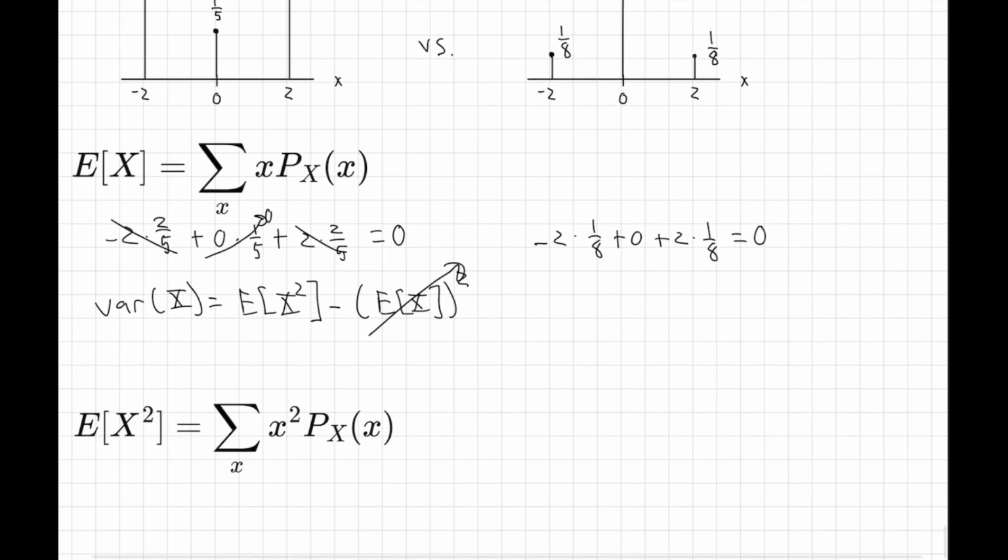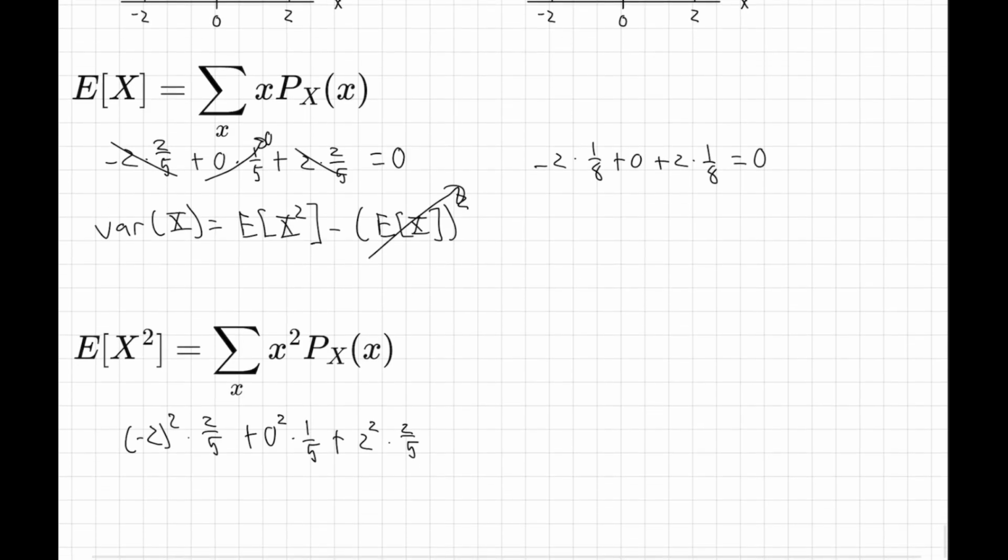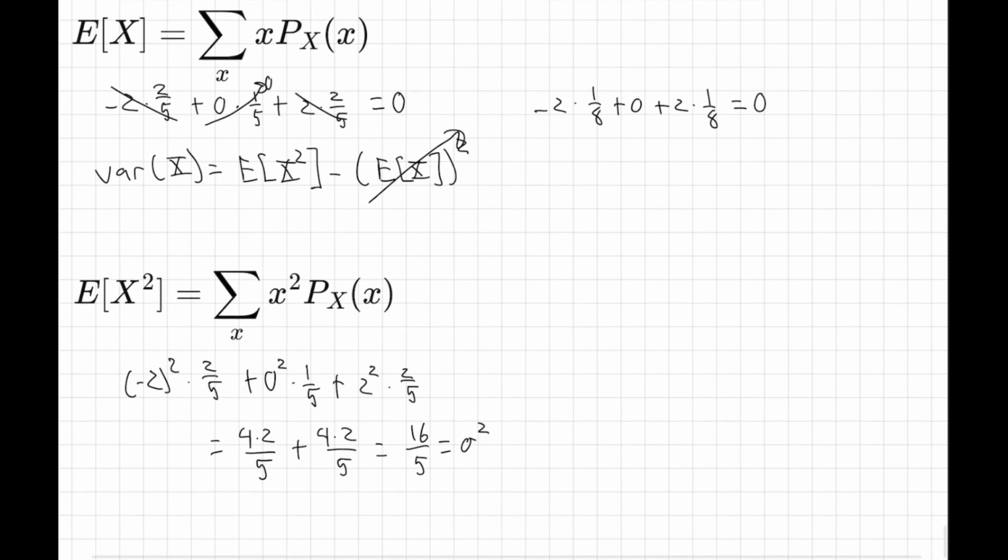At the left, we have -2 squared times 2/5 plus 0 squared times 1/5 plus 2 squared times 2/5, which is equal to 4 times 2 over 5 plus 4 times 2 over 5. And this is equal to 16/5. And sometimes you'll see people write variance as sigma squared. And you might also know sigma is standard deviation.